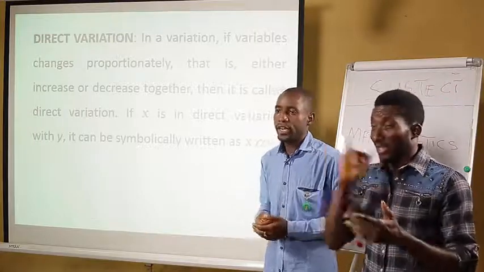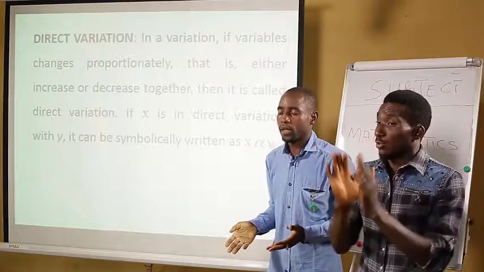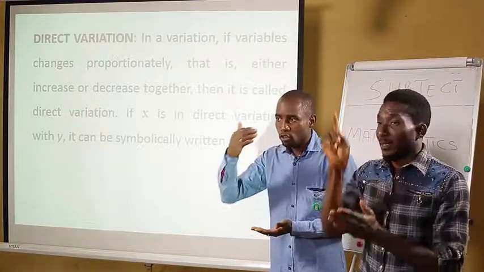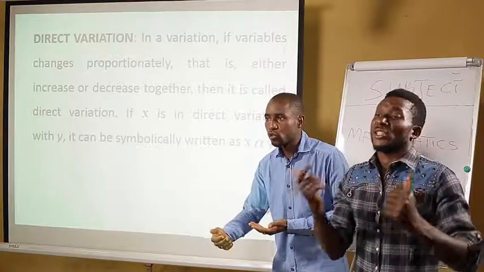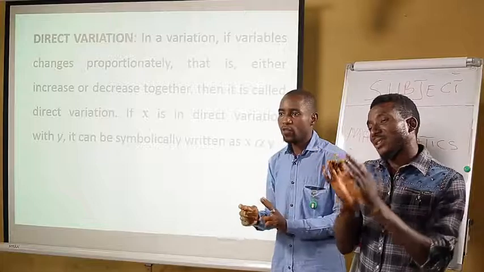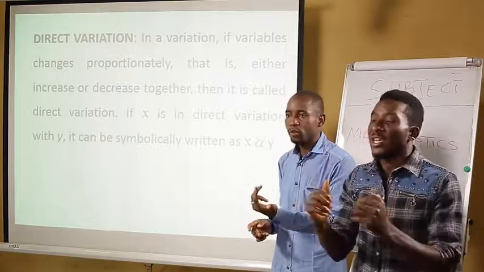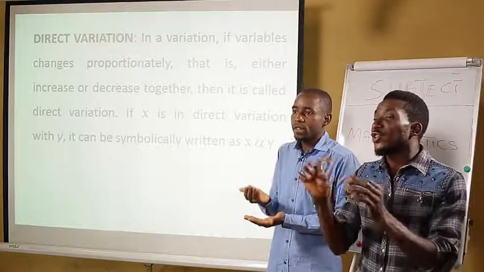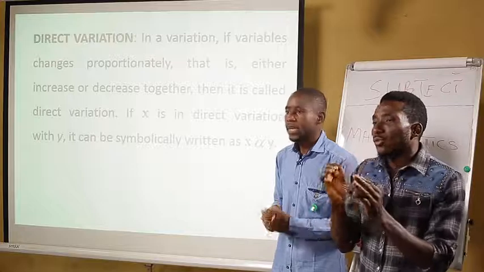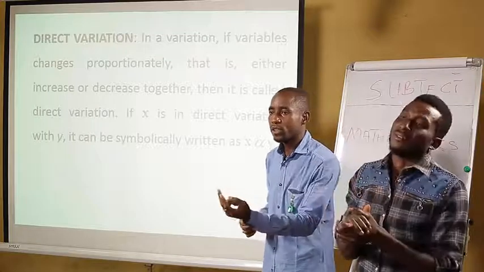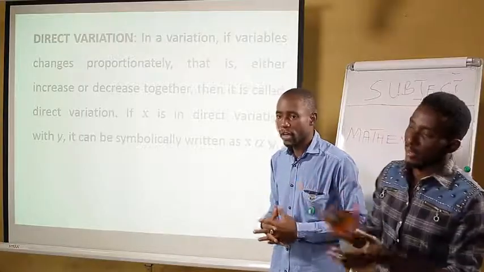For example, each student needs a textbook. Therefore, as the number of students increases, the number of textbooks will also increase. Therefore, these two variables are increasing together. If the number of students decreases, then the number of textbooks will also decrease. That is why we said if the variables increase or decrease together, then it is a direct variation.